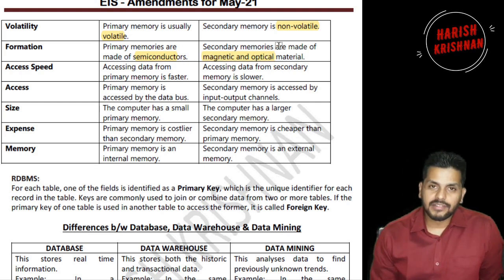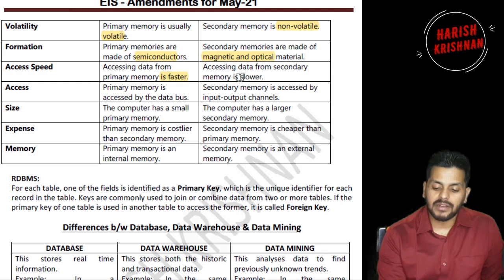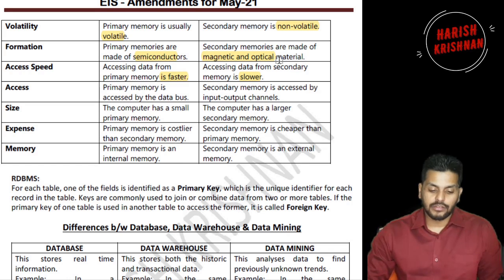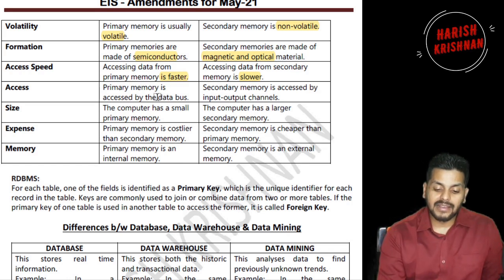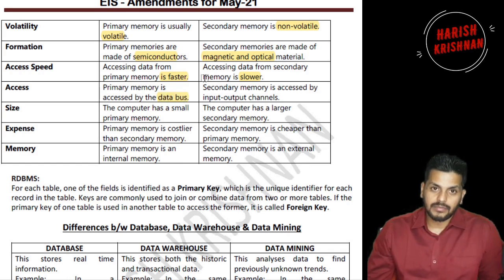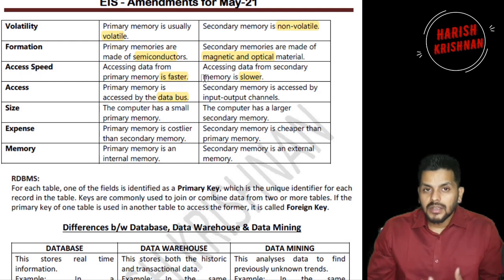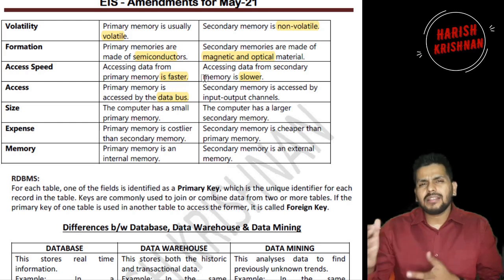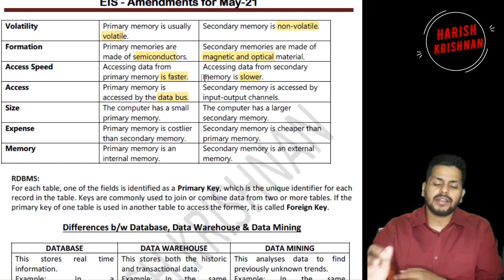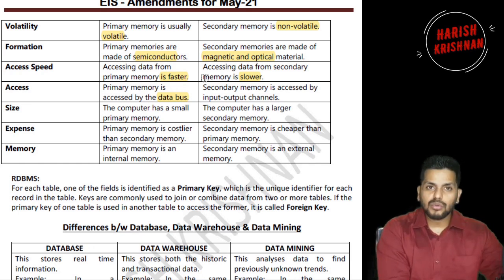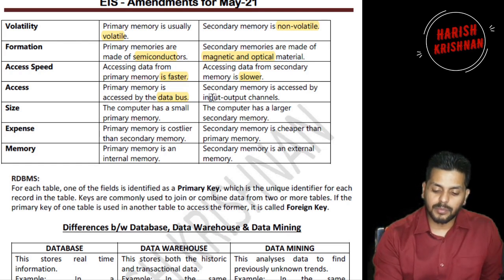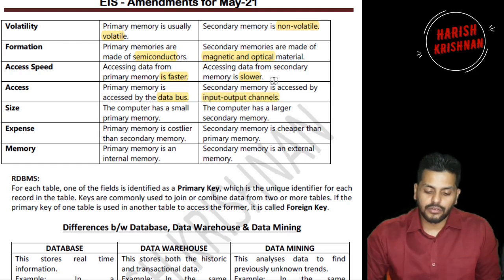Speed: obviously primary memory is faster when compared to secondary memory, because in secondary memory the data is permanent, so access is slower. Primary memory is accessed by the data bus, that is nothing but the bundle of wires that pull out data. So USB and other things, they all first connect to the primary memory. Any secondary device will first connect to the primary memory, and only through that can you access it. Secondary memory is accessed by input output channels.